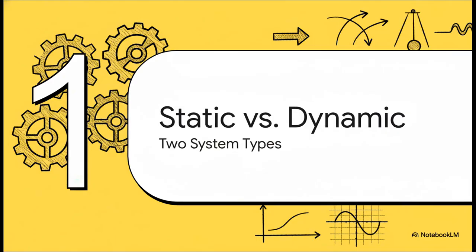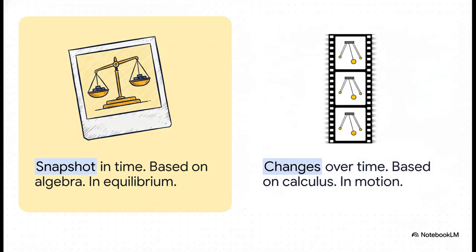The very first thing we have to do is make a really important distinction. Whenever we look at a system, we've got to ask one simple question. Is it just sitting still, or is it actually in motion? So on one side, you've got your static systems. The best way to think about these? It's like a photograph, a single, frozen moment in time where everything's perfectly balanced. And since nothing is actually moving or changing, we can use good old algebra to describe it.